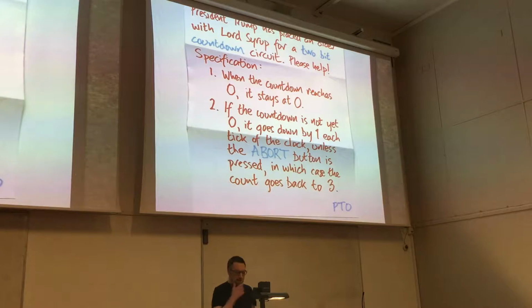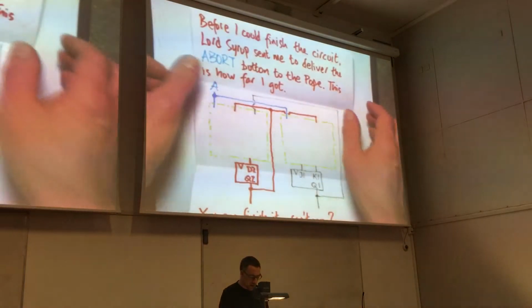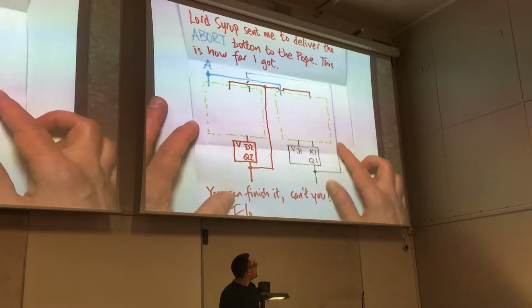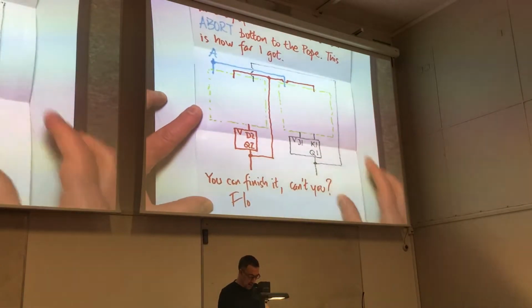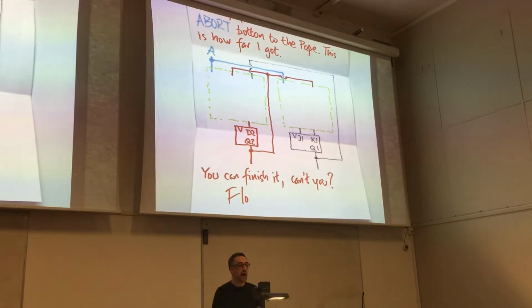I shudder to think why President Trump wants this circuit. Anyhow, there's a PTO, so we better read it. It says, before I could finish the circuit, Lord Syrup sent me to deliver the abort button to the Pope. This is how far I got. And then there's a circuit diagram. So you can finish it, can't you?